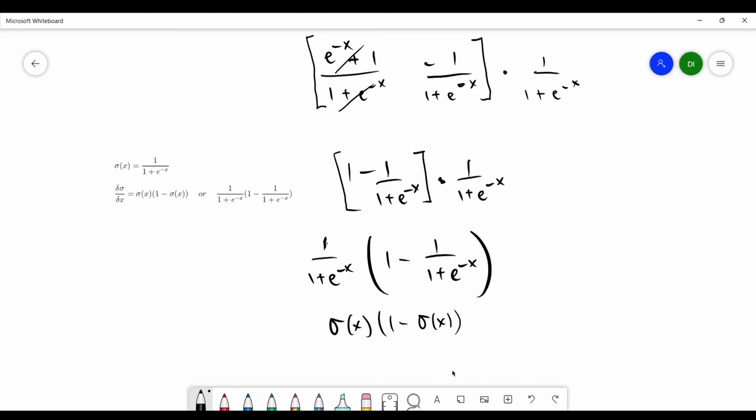Okay, so that's it. That is everything. I promise you're going to see the reason why this is actually important in our last video, which is going to cover backpropagation.